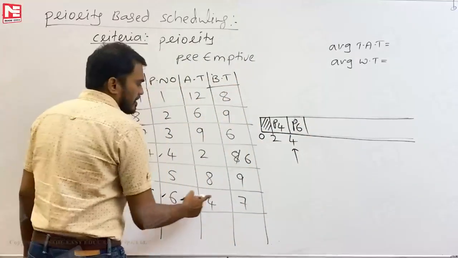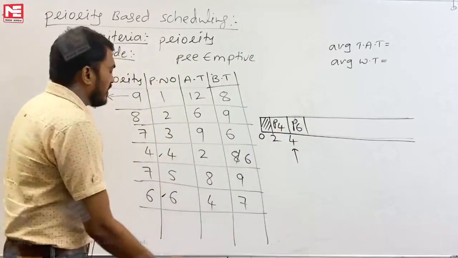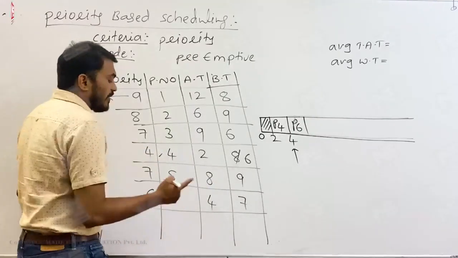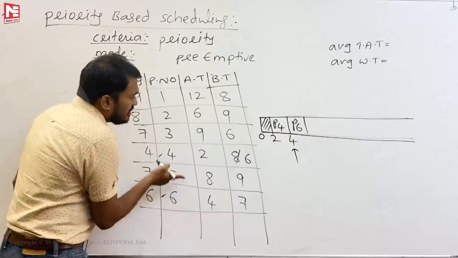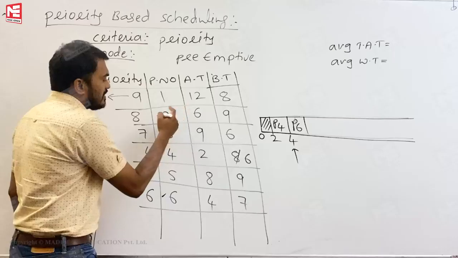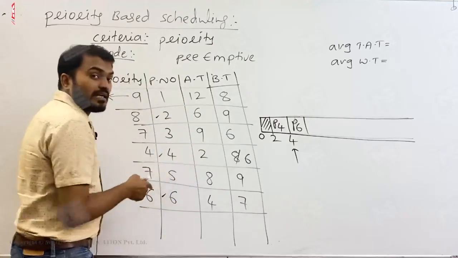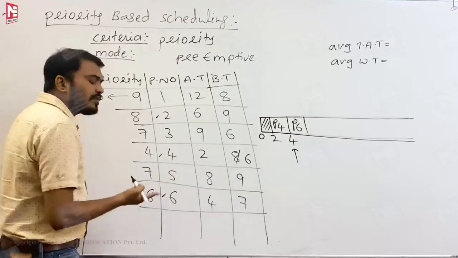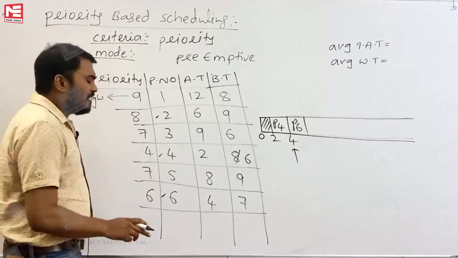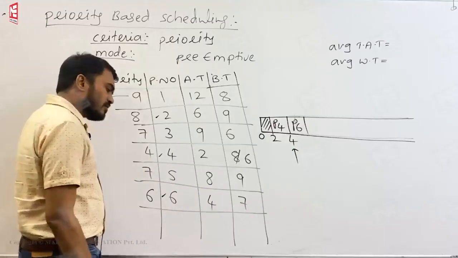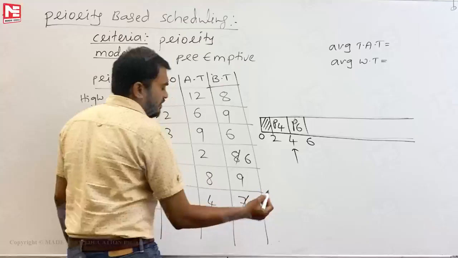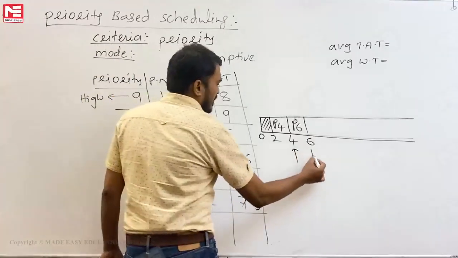Now P6 requires how much time here? 7. But after P6, at what time is the next process coming? Observe the values here. The next process is coming at time 6. So it means for the next 2 seconds this is the only high priority process available. So execute directly for how many seconds? 2 seconds. Execute for 2 seconds, reaching time 6, and the remaining time will be 5. Right? So now the present time is 6.